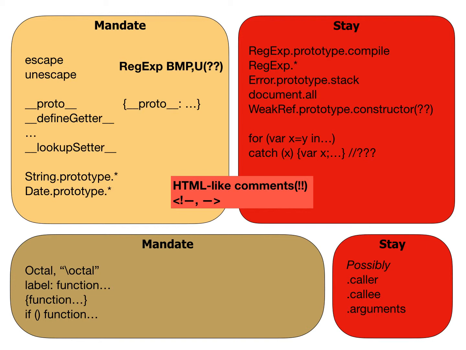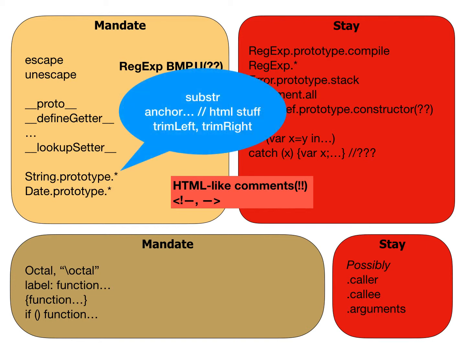The string.prototype additional methods there are substring, which is essentially another way to say slice. There's trim left and trim right, and then there's a whole bunch of HTML things, including, if I recall, blink. If somebody wants to keep blink in Annex B while promoting the rest of it, I wouldn't mind.